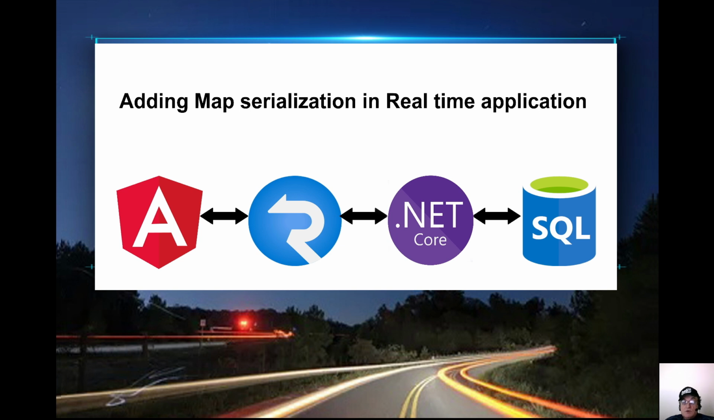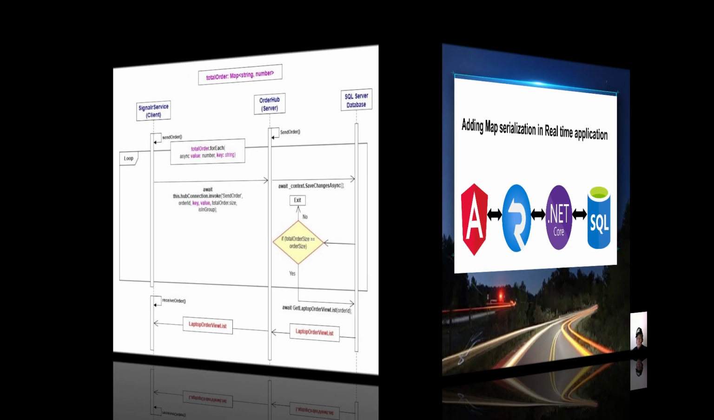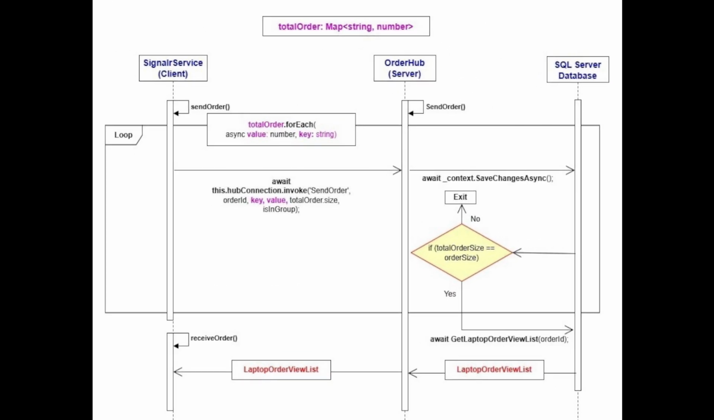Serialization is the process of converting an object or data structure into a format suitable for transfer or storage. Here's a diagram of data transfer from the Angular SignalR service method sendOrder to the server side. The total order object of map type contains key-value pairs, where the key is the laptop ID and the value is the laptop's quantity. Using the for each loop, we transfer each key-value data and the map object size value from the client side to the method sendOrder of the order hub class on the server side.